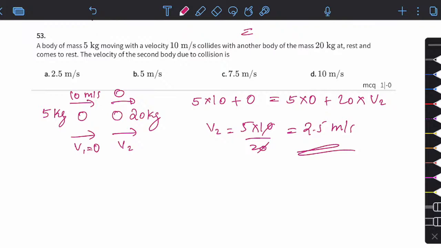So I hope this is clear. The collision could be inelastic. We need not even worry about it, right? Because momentum conservation always holds for a collision. Okay. Right. So with this question, I think we'll stop.